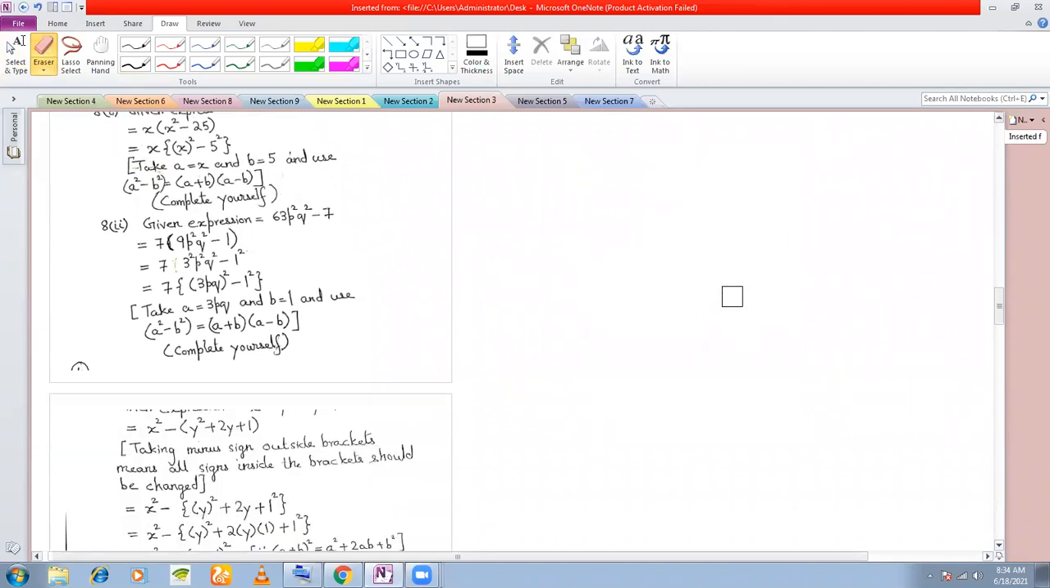Start with the next one. 8.2 is a similar problem. We have 63 p square q square minus 7. Now you see in both the terms, 63 is not a perfect square, neither is 7, right? So what you see is that 7 into 9 is 63. That means 7 and 9 have an HCF, right? And what is the HCF of 7 and 9? It is 7. So you take out 7 and you cannot take out anything else.